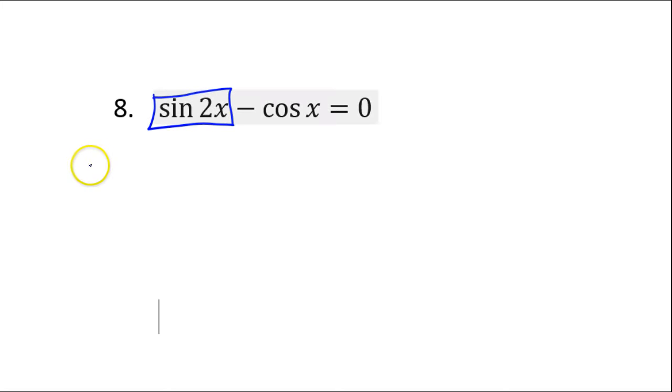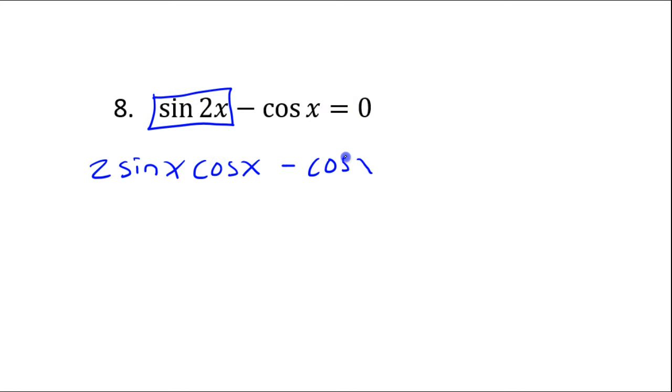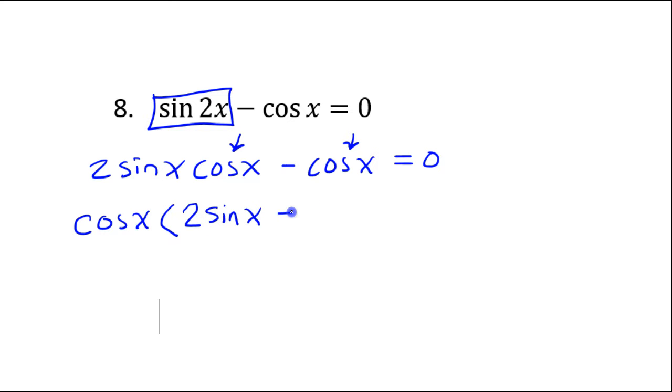So I'm going to have 2 sine x cosine x. Now I'm just going to bring down the minus cosine x. Now I see that I have a common factor here and here. So I'm going to bring that common factor out. So here's my cosine x outside of the parentheses. That will leave behind 2 sine x minus 1.